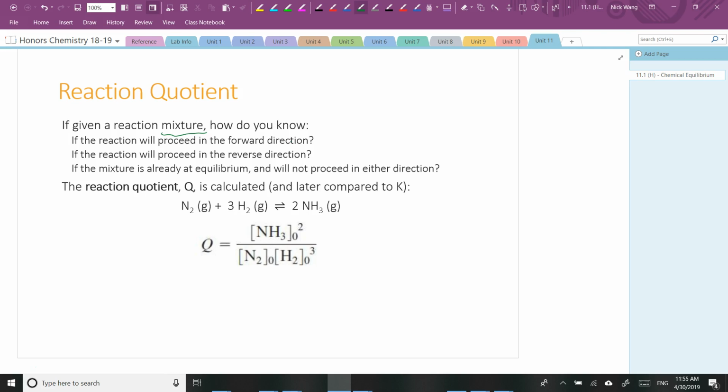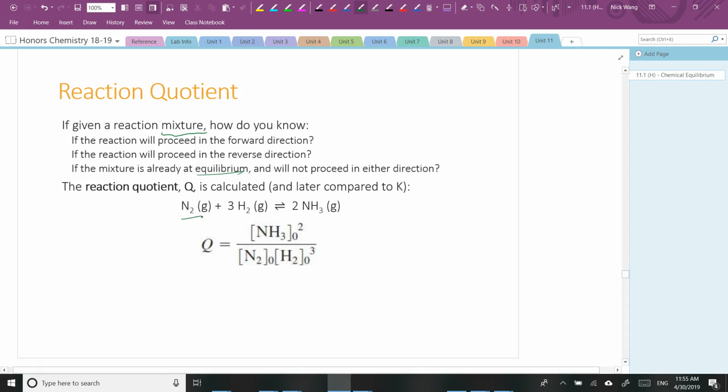I don't know that just by being given a mixture a lot of times. Also, how do you know if the mixture is not at equilibrium already? Just by chance, the amounts given to you at the start could already be at equilibrium. How do you know these things? That's where we introduce something called the reaction quotient. This is a value that you're going to calculate, and it's going to be compared to K. But first, let's talk about how we calculate Q.